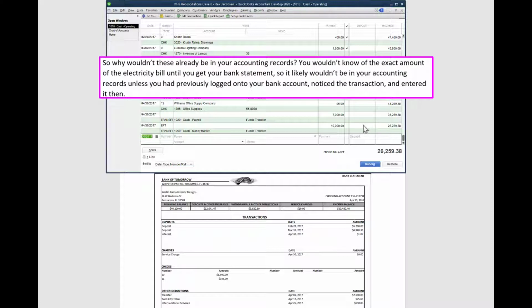So basically, you're entering transactions that you were not aware of. So why wouldn't these transactions already be in your accounting records? You wouldn't know the exact amount of the electricity bill until you get your bank statement, so it likely would not be in your accounting records unless you had previously logged into your bank account, noticed the transaction, and entered it then.